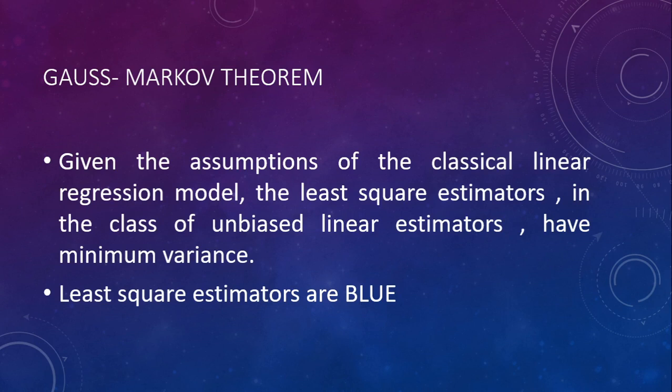They are BLUE. B stands for best, L denotes linear, and U stands for unbiased. So OLS estimators are the best linear unbiased estimators. Their OLS estimators are BLUE.